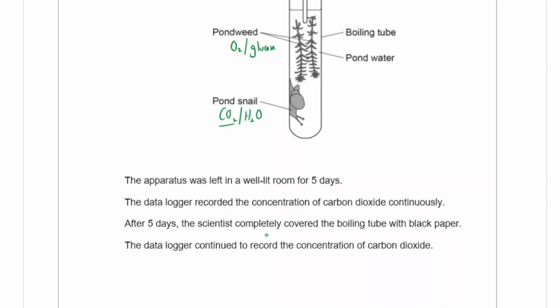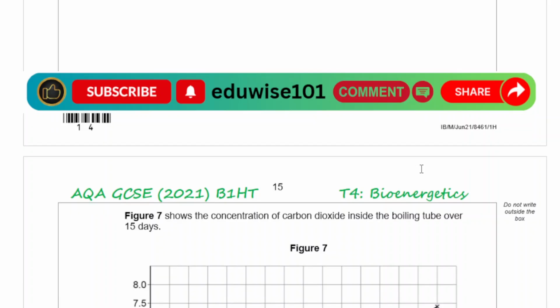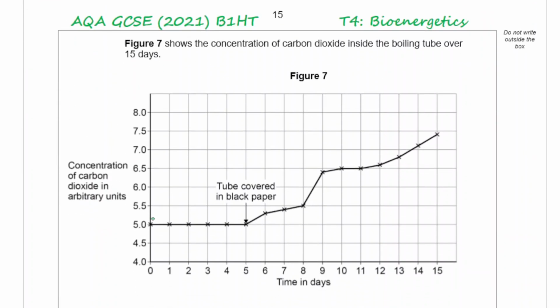After 5 days, the scientists completely covered the boiling tube with black paper. The data logger continued to record the concentration of carbon dioxide. So for the first 5 days, the carbon dioxide concentration is constant. That would mean the amount of carbon dioxide used is equal to the amount produced by the snail. After 5 days, it slowly increases, because once it's covered, both the pondweed and the snail are respiring. So the concentration is going to increase.